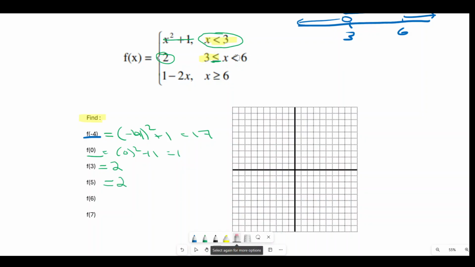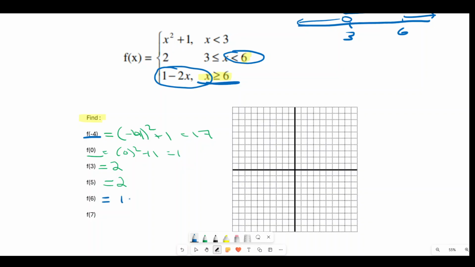Then I'm asked to find f at 6. Again, we have to be a little cautious because 6 is one of the places where the function rule switches over, so we have to be sure we use the correct rule. This one says x is less than 6, but not equal to 6. This is the one that says x is greater than or equal to 6, so this is the rule that applies when x equals 6. I'm going to sub 6 into that rule. So I get 1 minus 12, so -11 is the output.